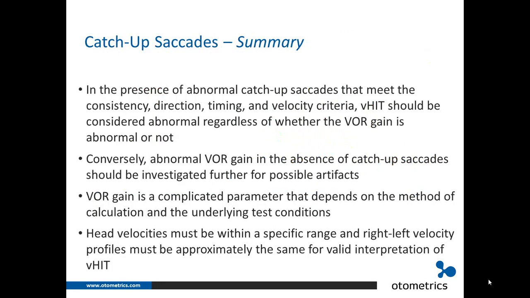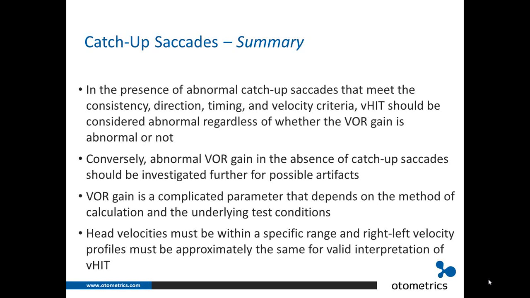In summary, when catch-up saccades are present that meet the abnormal criteria for consistency, direction, timing, and velocity, then vHIT should be considered abnormal, regardless of whether the VOR gain is normal or abnormal. Abnormal vHIT is a very specific sign of a lesion involving the ipsilateral semicircular canal or its afferent neural pathway. Conversely, if the VOR gain is abnormal, but there are no abnormal catch-up saccades, one should investigate this further for a possible sign of artifacts.